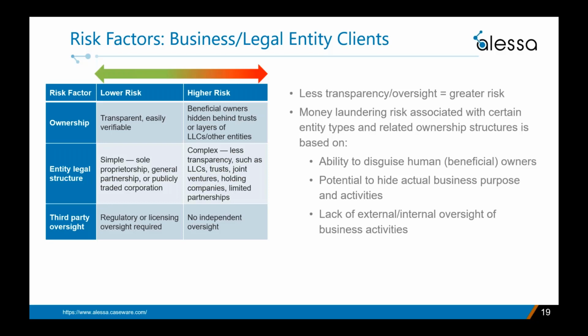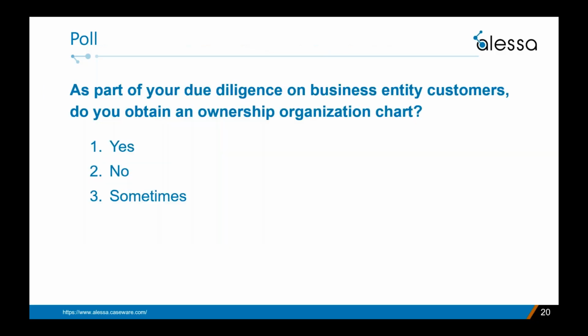The degree of third-party oversight is also an important risk factor. But why? Well, because without it, nobody's looking at what the business is doing on a regular basis. This oversight could be external, such as a regulatory authority. Think of how the Securities and Exchange Commission has oversight of publicly traded companies in the US. There's also internal oversight, which comes in the form of an internal audit staff or an independent audit of published financial statements.